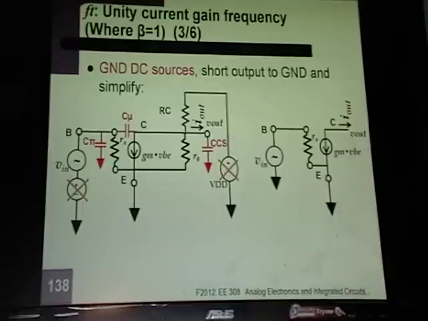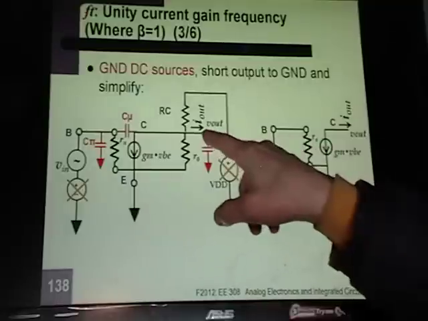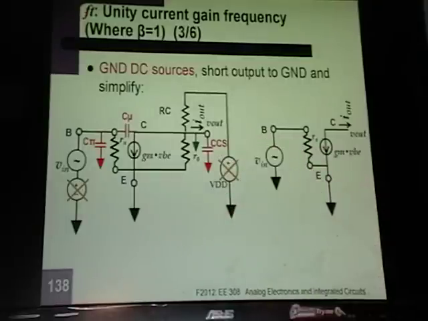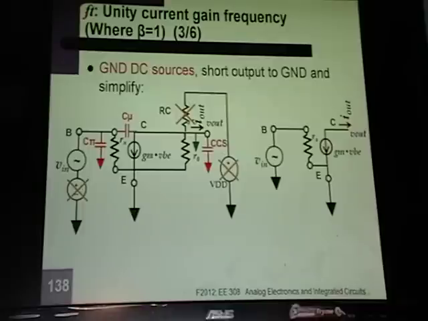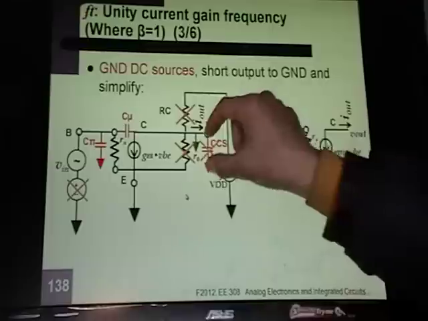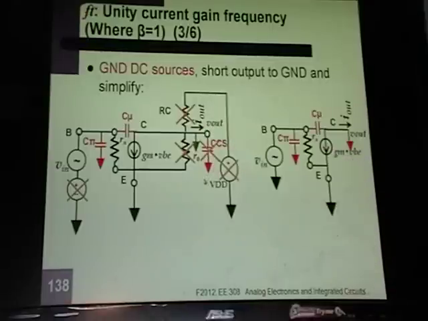If you're doing a current output, then again you ground it just like you did for GM. Remember, GM is I out, so you short the output. Now you have ground on both sides of RC, so it disappears. So now we're basically doing the analysis of a single transistor. That gets rid of RO because there's ground on both sides, and that gets rid of CCS because there's ground on both sides. Okay, and here's our final circuit.